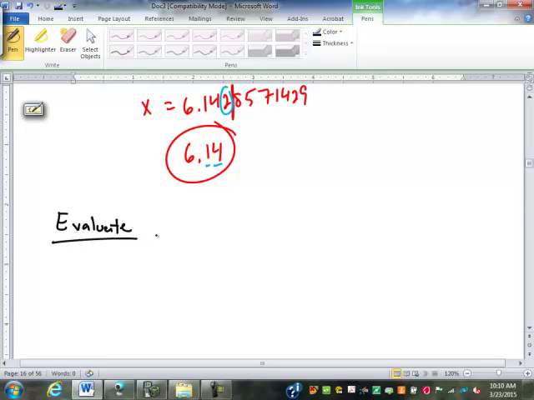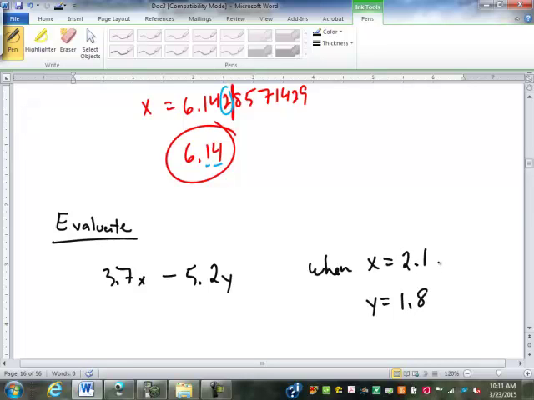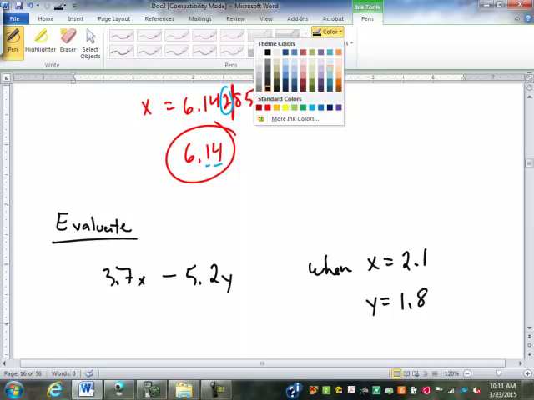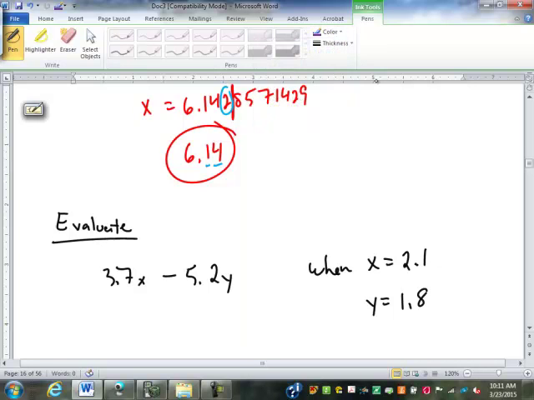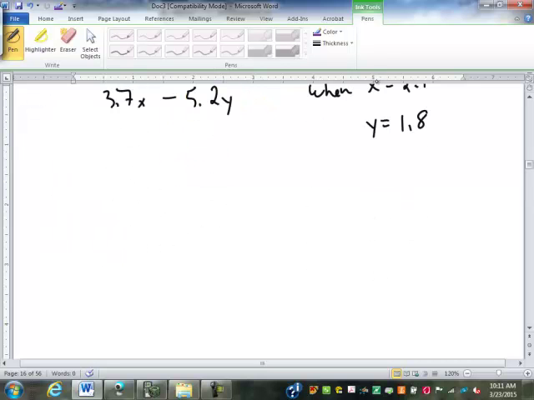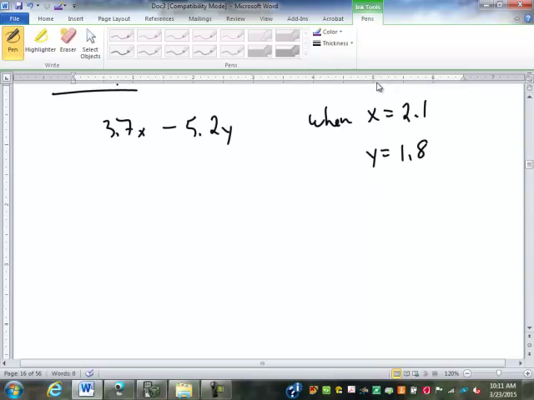What if I tell you to evaluate 3.7x minus 5.2y when x is 2.1 and y is 1.8? How is that different from what we were doing? Well, you're plugging in. I'm not really solving for anything. I'm just putting the numbers in and seeing what it calculates up to.